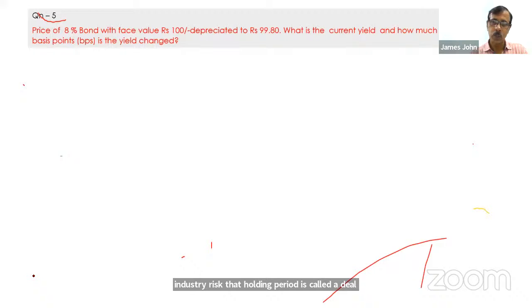Is it clear? So I can say duration is the break even, or duration is the holding period for which the investor is not affected by the interest rate variation in the market. You may not understand it now because it's a little confusing term. I'll put it in another way.